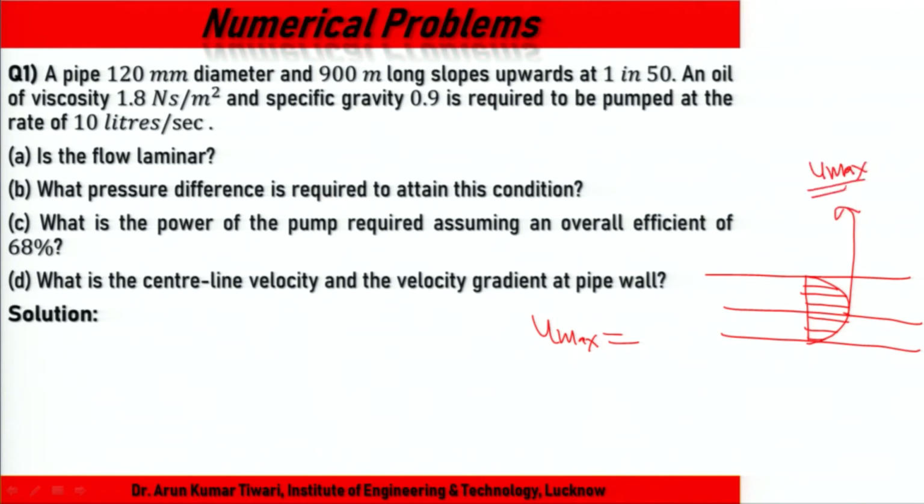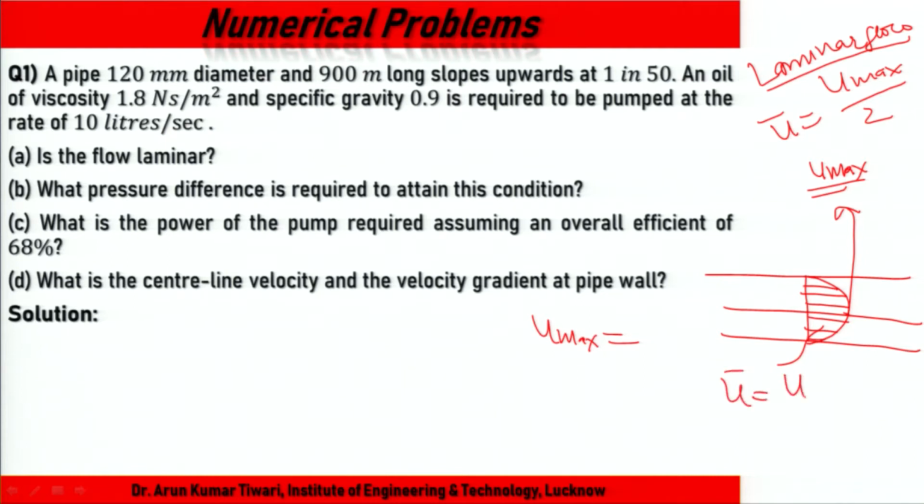We already derived this in the case of laminar flow. So, in laminar flow, u bar equals u max upon 2. So, u max is twice u bar, and how do you calculate u bar? U bar is discharge upon area, simple. So, we can calculate u max.